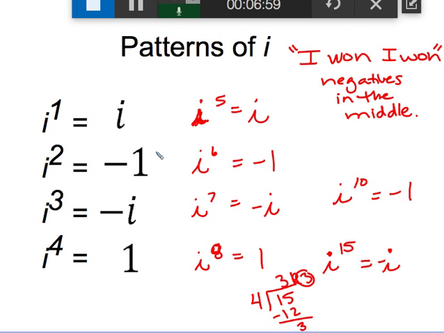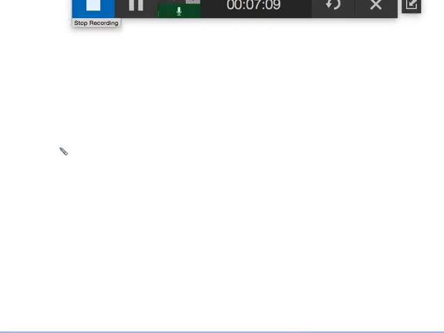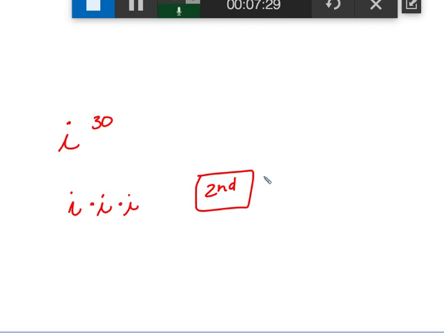The only problem your calculator has is if you try to enter exponents bigger than 8, sometimes it gives you a crazy answer. So the best way I've found to deal with this is, say you wanted to find something like i to the 30th. You can't really type that in and be guaranteed your calculator will give you a correct answer. You literally have to hit the i button 30 times, like i times i times i. And if you're not sure where the i button is, it's second, and then it's the decimal point. And that's how you get to the i on your calculator.